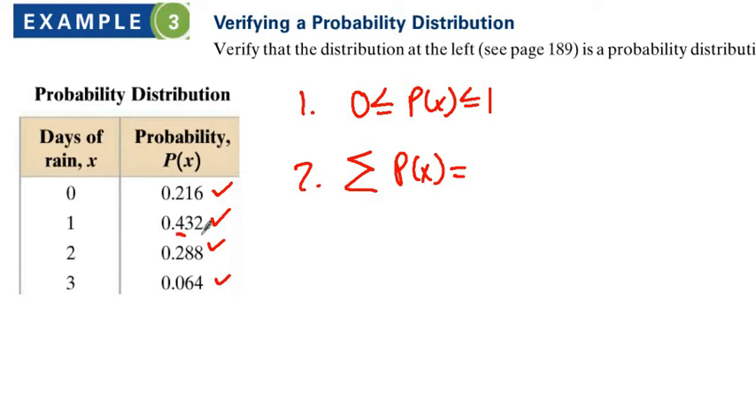Okay, so if we add these up, I'm just going to try to do this quickly in my head. So this one plus this one is 0.648. This one plus that one is going to be 0.936, and this plus 0.064, that would actually add up to 1 exactly. So that counts as a probability distribution.